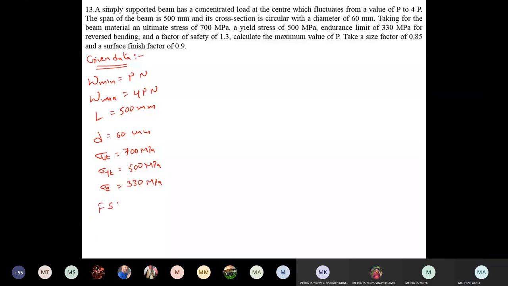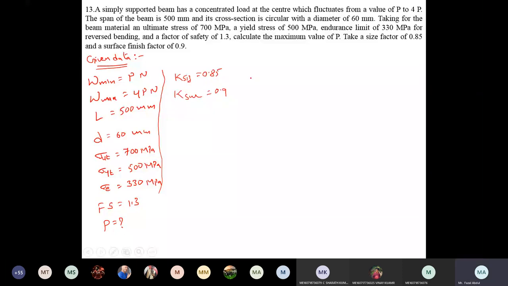The factor of safety is 1.3. We are asked to calculate the P value. Once you get the P value, you will know the maximum load and the minimum load. Additionally, take the size factor as 0.85 and the surface finish factor as 0.9.